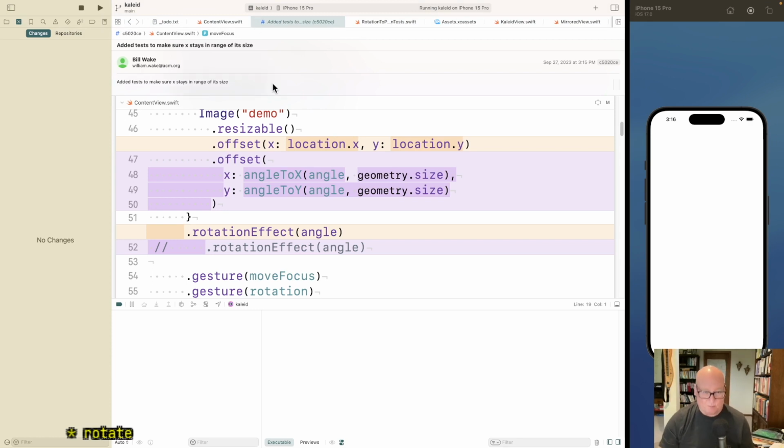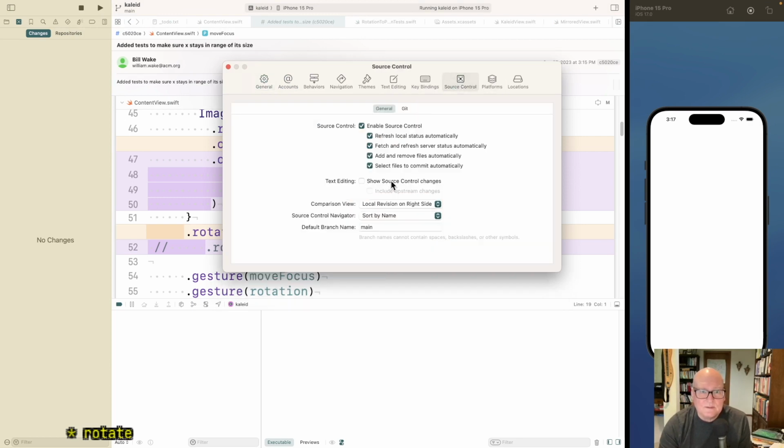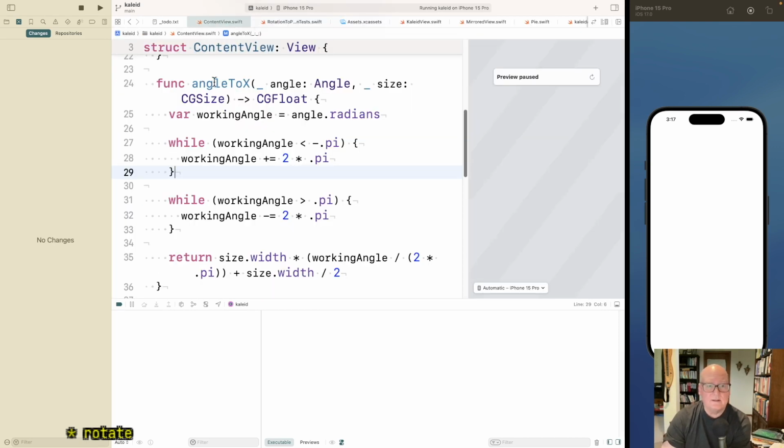Yeah, let's just see if there's a preference for that. Keep my source control. Enable text editing. Show source control. Well, I don't want to care about that right now. Yeah. Get. Refresh local status. Fetch. Yeah, okay. Well, that's too bad. I find having to close this window all the time is kind of annoying.